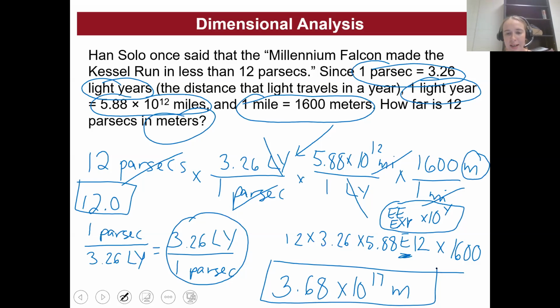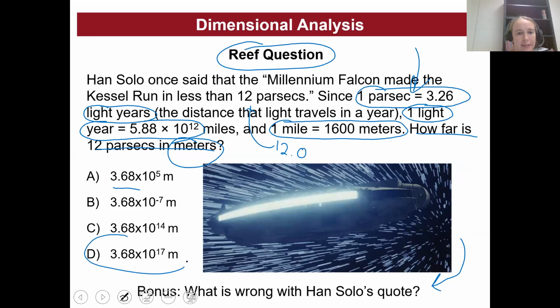That's our final answer. So let's go back and see which letter answer that should have been. D. It should have been letter D. Cool. So make sure you stop and pause this and go back and watch it again as many times as you need to understand what's going on. If I'm going too fast, make sure you write it down and try it yourself so that you are familiar with the process and not just monkeying what I do. Make sure you know how to do it yourself.